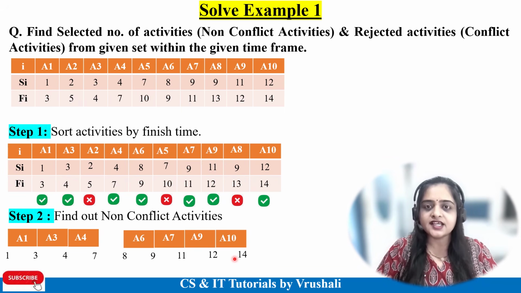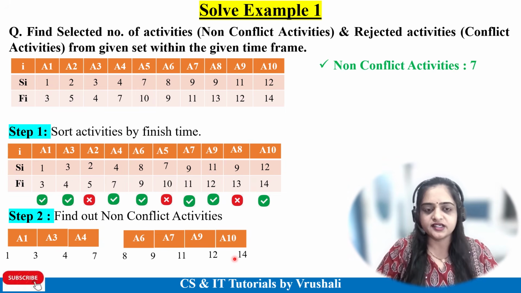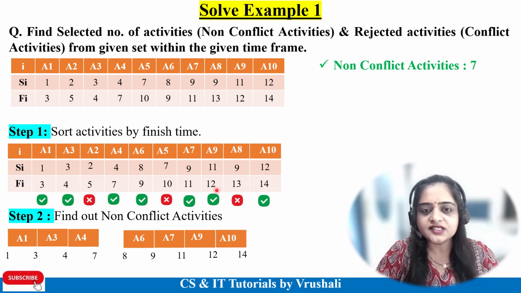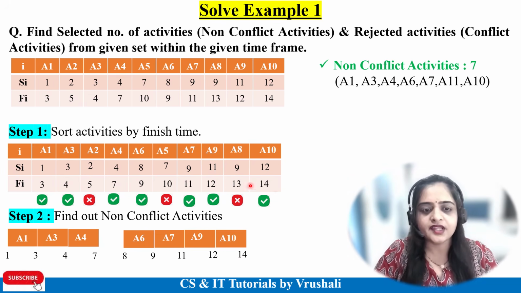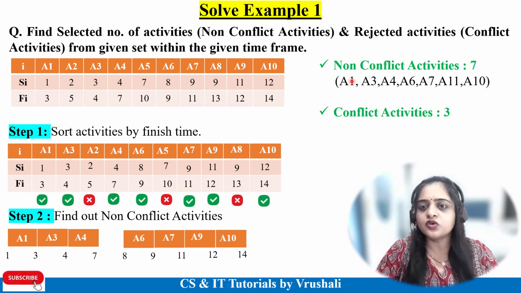So in the second step, you have to find out all the non-conflict activities. Means activities that do not overlap with each other. And you have to solve this example sequentially, one by one. Now check how many non-conflict activities are there? 1, 2, 3, 4, 5, 6 and 7. So the total non-conflict activities are 7.